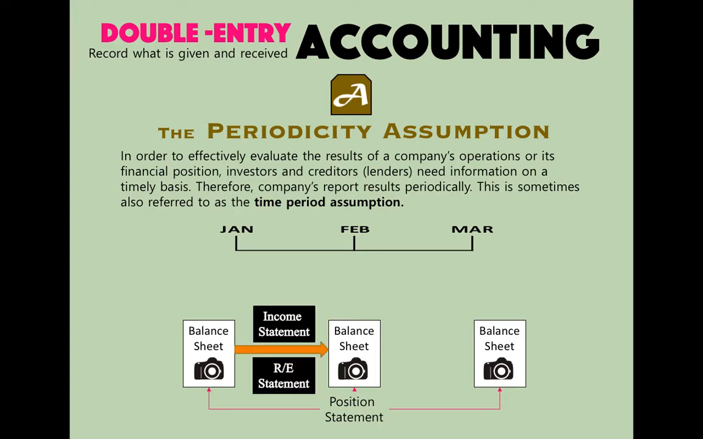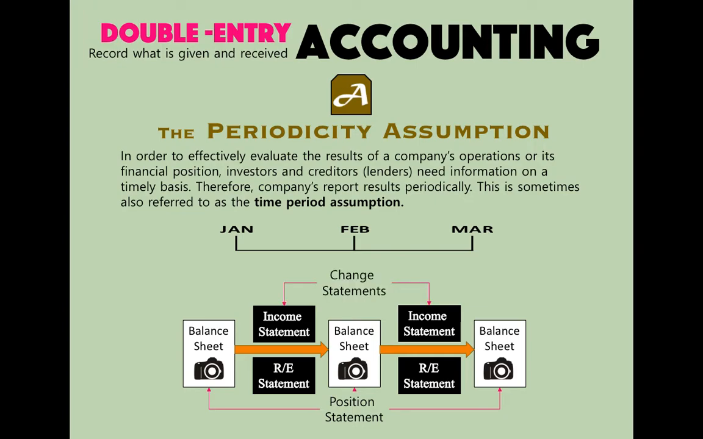But income statements and retained earnings statements are different. They show us the change. They explain part of the change, as cash flow does also, between one balance sheet and the next. So my balance sheet at the end of January said this. My balance sheet at the end of February says this. What explains that change? Well, in part, the income statement and the retained earnings statement do that.